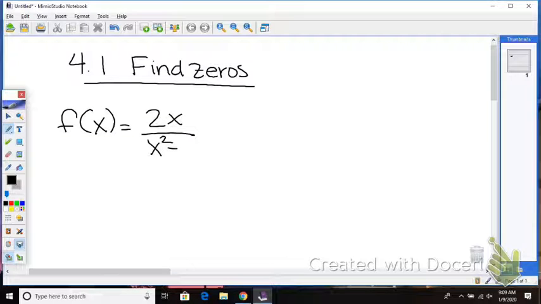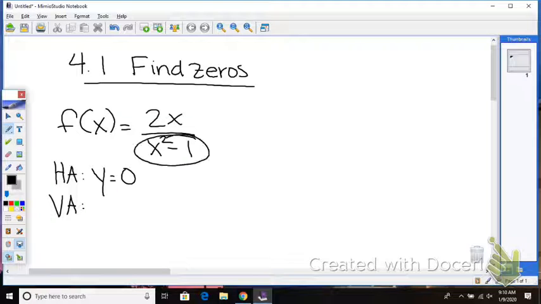If I give you something like 2x over x squared minus 1, you know the horizontal asymptote would be what? If I have a smaller degree on the top than the bottom, y equals 0. And then for the vertical asymptote, I set my denominator equal to 0, so x squared minus 1 equals 0. Yesterday we had this exact problem or something close to it.